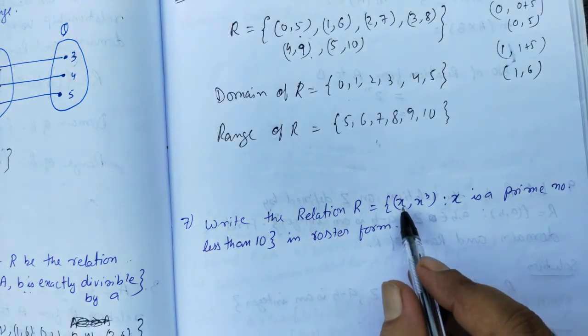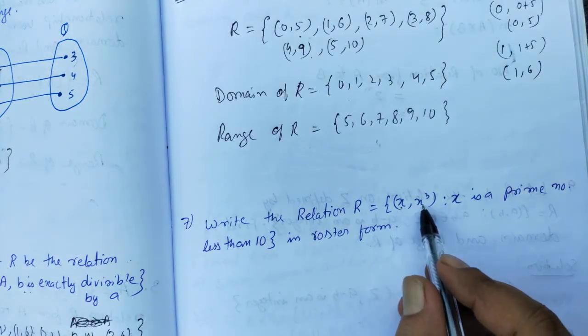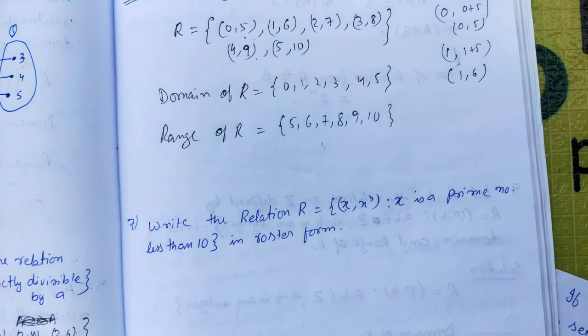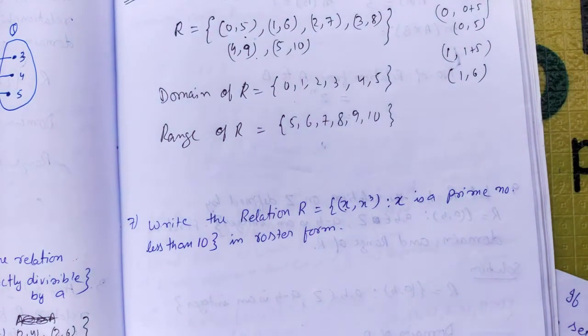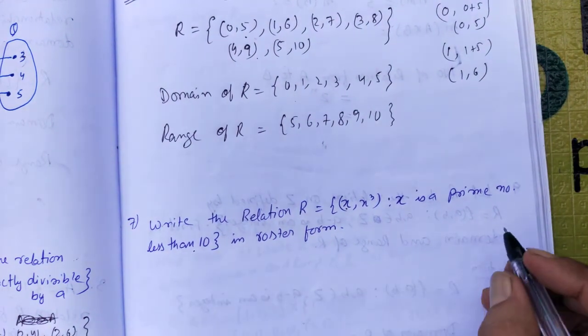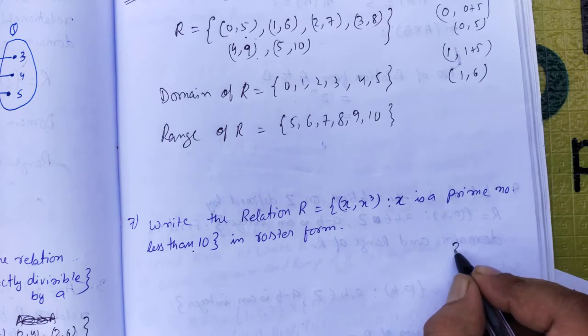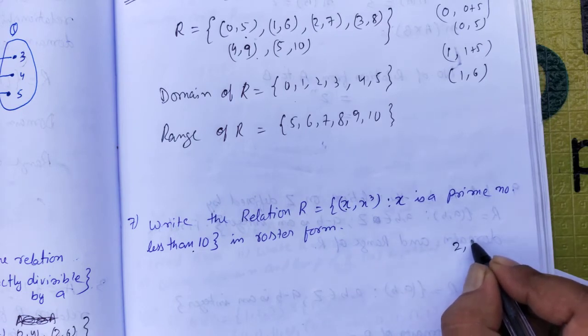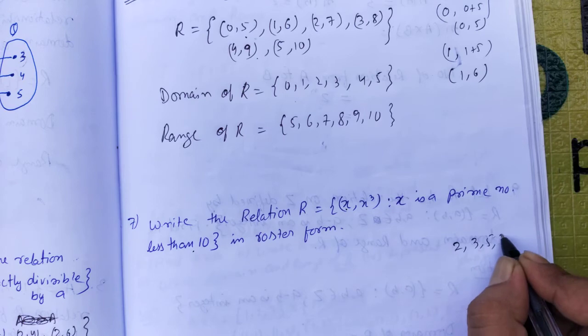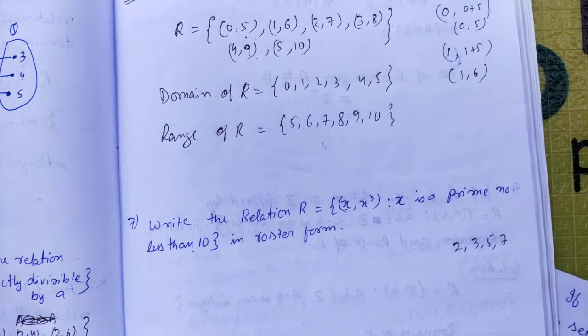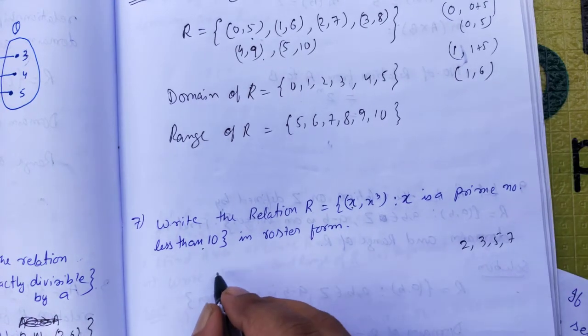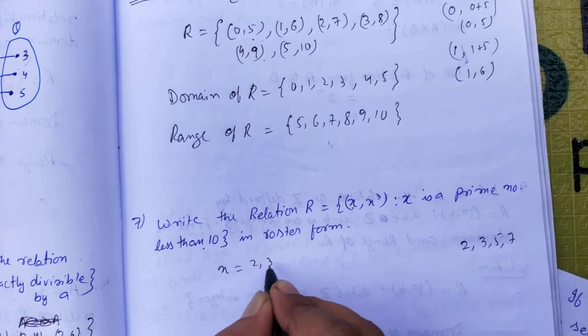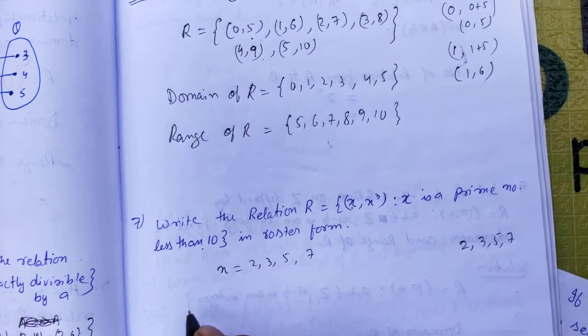Similar, okay, they have given x, the second element is x cubed. First identify the prime numbers below 10. So prime numbers are 2 3 5 7. These are 4 prime numbers, okay. So x can be 2 3 5 7. So let us write the relation.